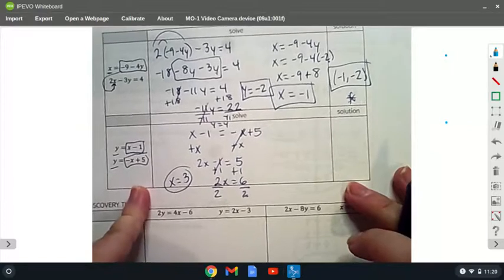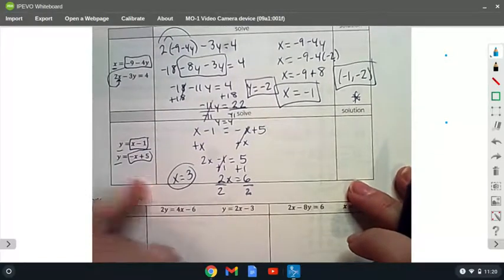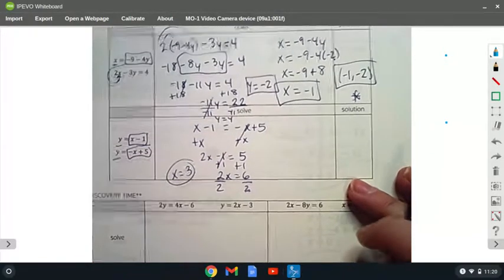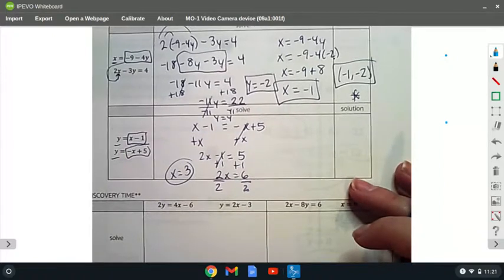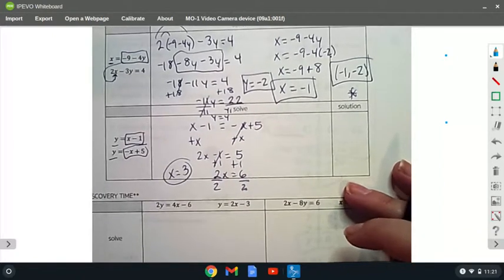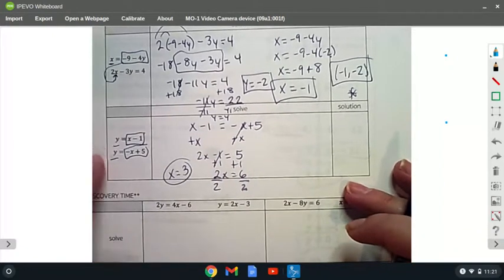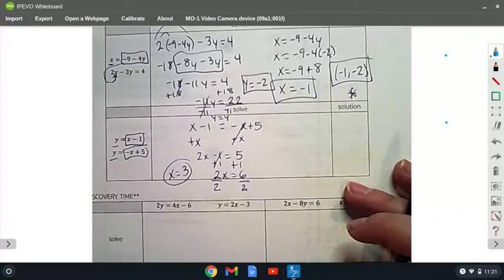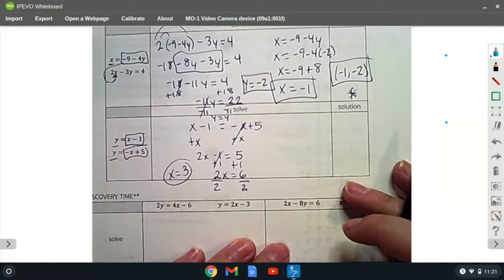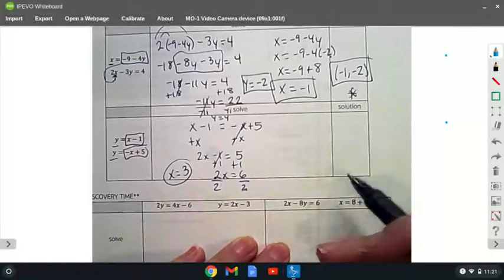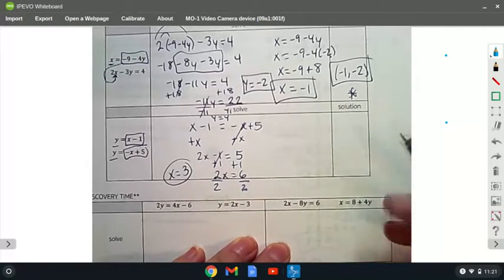These are my favorite type of substitution problems because you just set them equal to each other. It's quick and easy to solve. Now, if you were choosing your own method, you'd probably graph this because they're both in slope-intercept form with that y isolated. But in this specific problem, I'm asking you to use substitution.